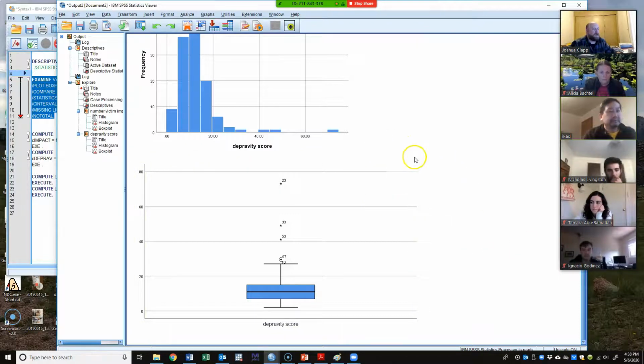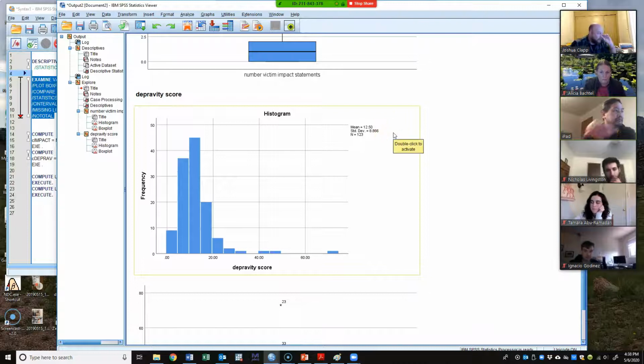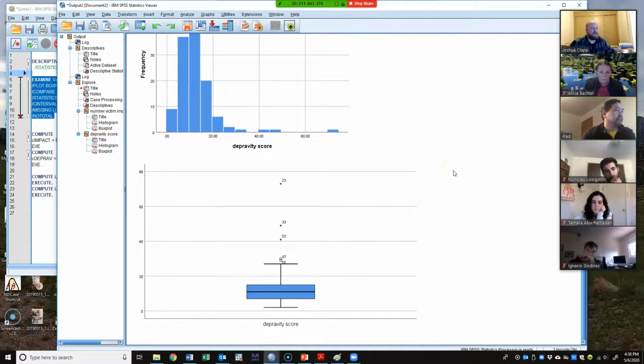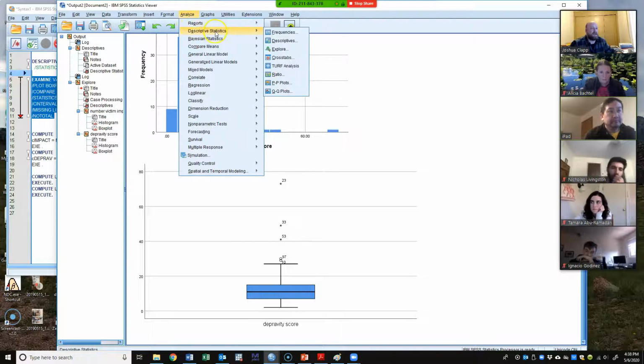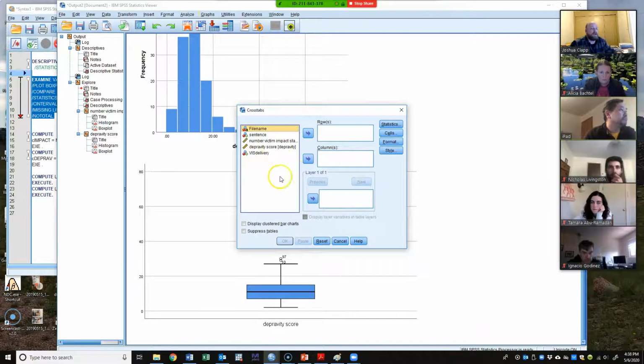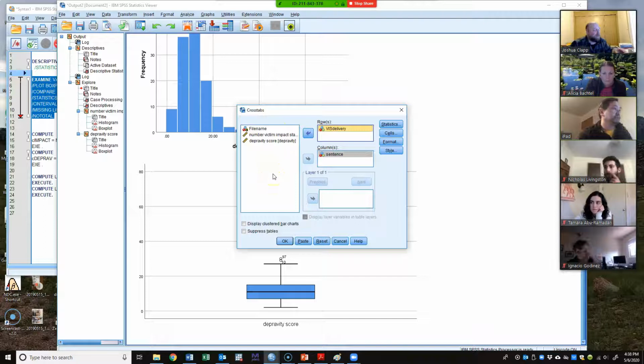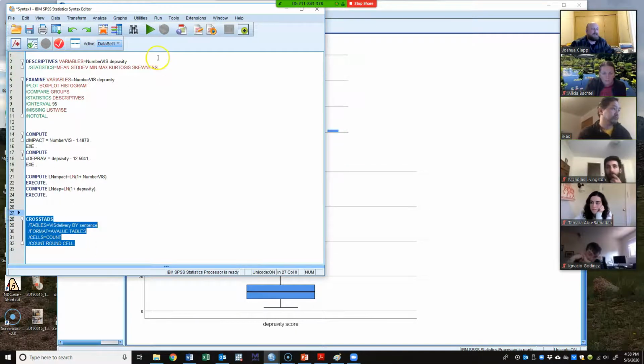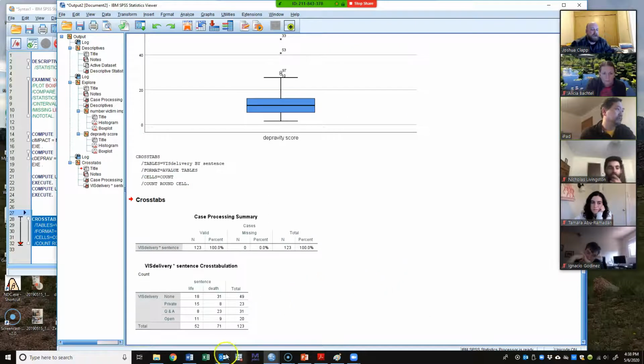What I am worried about is, because I've got a categorical variable, I want to see whether or not I have adequate representation across my groups. So what I'm going to do is go to Analyze, then Descriptive Statistics, and down to Crosstabs. Okay? And then in my columns, I'm going to put my sentence, death sentence or not, and then VIS delivery, my other categorical variable, and then I'm just going to hit Paste here, right? This is going to show me whether or not I have reasonable representation of my cells, right?